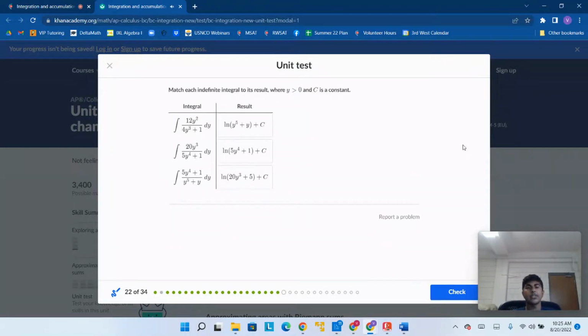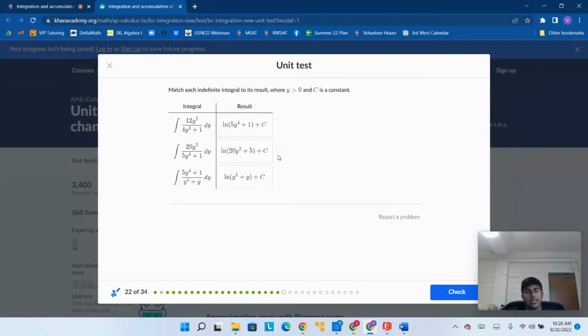Match each indefinite integral to its result where y is greater than 0 and c is a constant. Let's see. I don't really want to look at those integrals and take the derivatives of each one. So what I'm going to do is look at the result and take the derivative of that. If I take the derivative of the first one, ln of y to the 5th plus y plus c, that's going to give me, in the denominator, y to the 5th plus y, in the numerator 5y to the 4th plus 1, which is going to be like this one right here.